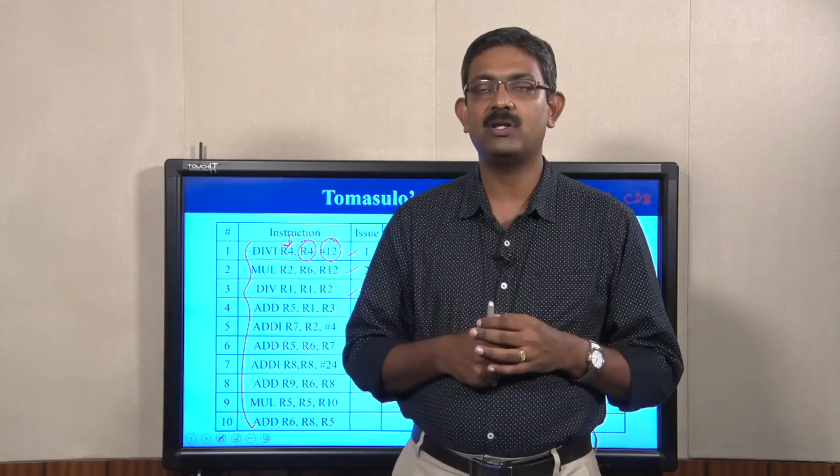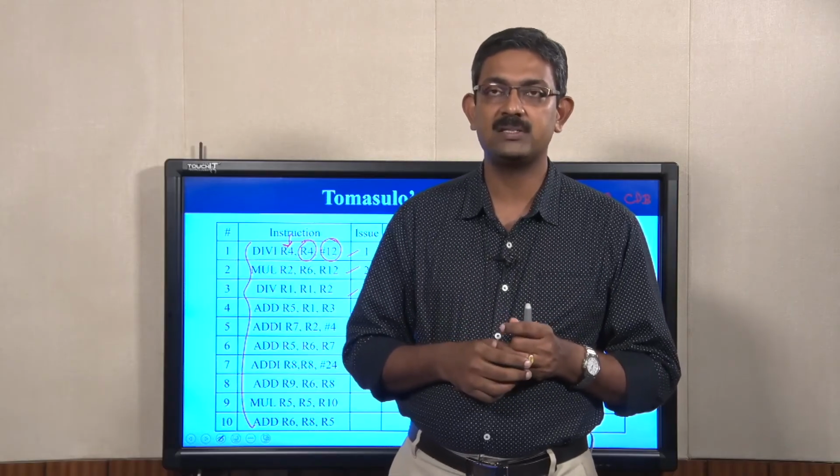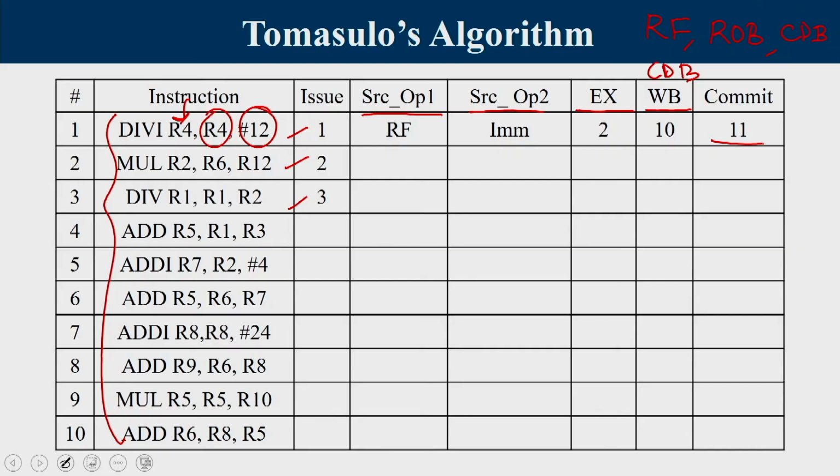Now let us see how the values are being populated in this table. It has been mentioned that the division unit has a latency of 8, the multiplier unit has a latency of 4, and the adder has a latency of 1.